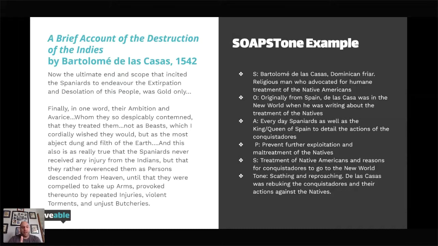Or if he's talking about natives being referred to as dung and filth, the natives are not being treated well. He's talking about the natives not being treated as persons descended from heaven. The conquistadores are not acting in a Christian-like manner, okay? So for me, that's what I would tell my students: pick out the words that they know, pick out the phrases that they know, put it together, and work from there. If they still don't understand everything that's being said, that's when they need to go line by line, reading the document to understand the document. But that's a choice that you need to make.